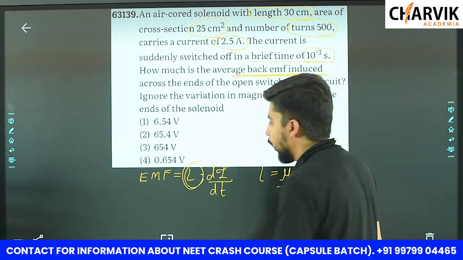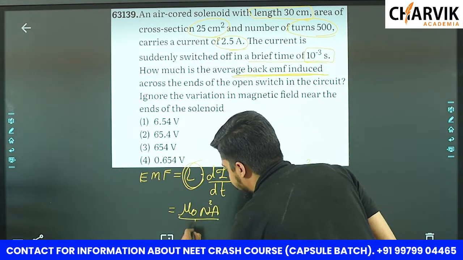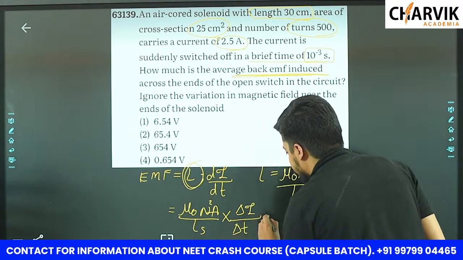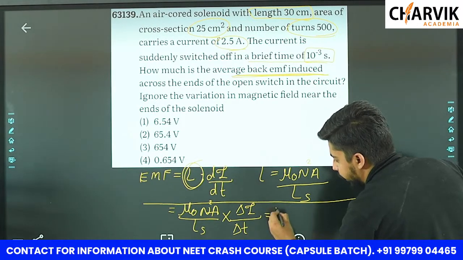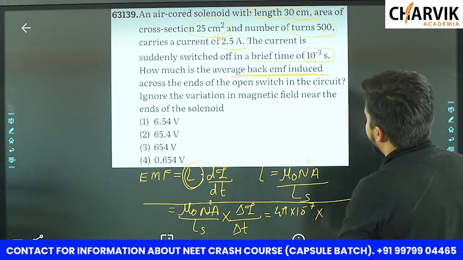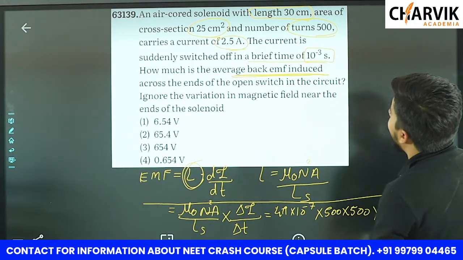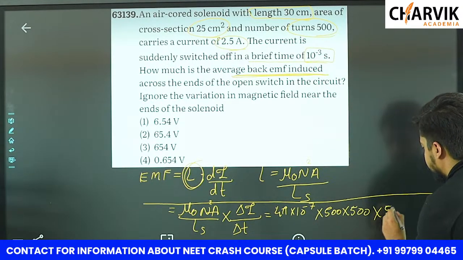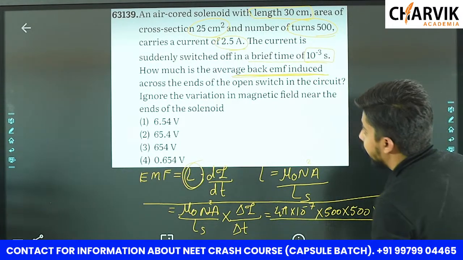Put the values here. So it will be mu naught into n square into area divided by length of the solenoid into delta of current divided by delta of T, which is equal to mu naught, that is 4 pi into 10 raised to minus 7, into the square of the number of turns, which is 500 into 500 turns, into area. What is the area? The area is 25 centimeters square. So it becomes 25 into 10 raised to minus 4 divided by the length of the solenoid.